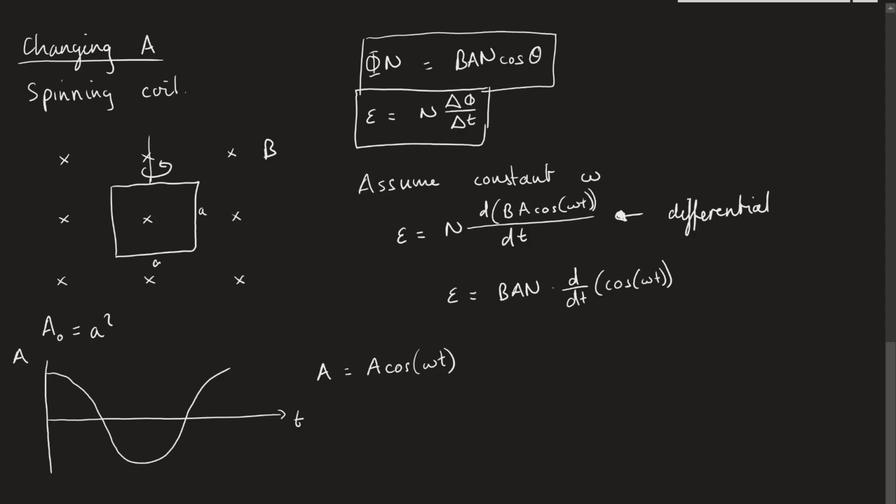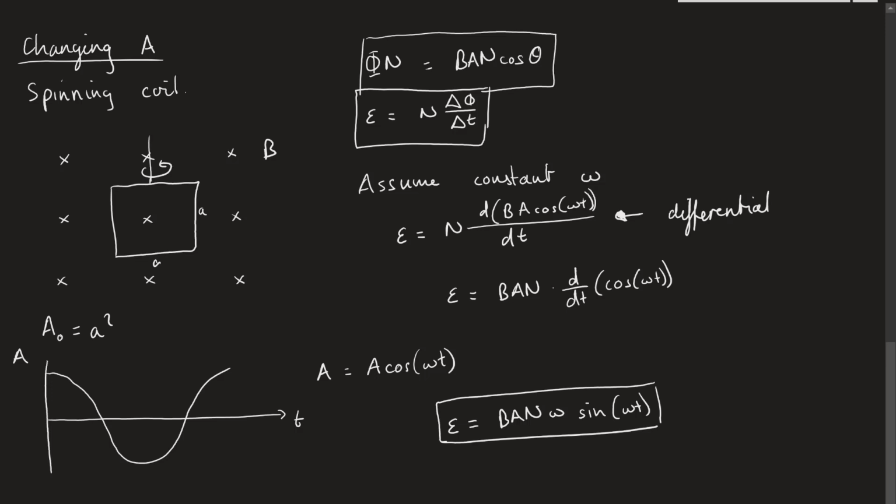Now I'm going to neglect the negative in this case purely because it's an EMF, and we'll look at the fact that this is going to be alternating, so it's going to constantly switch between being positive and negative. So what we're finding is just the magnitude of the EMF, and it ends up being that the magnitude of the EMF in a spinning coil is BAN times omega times sine of omega t. And this is on your formula sheet.